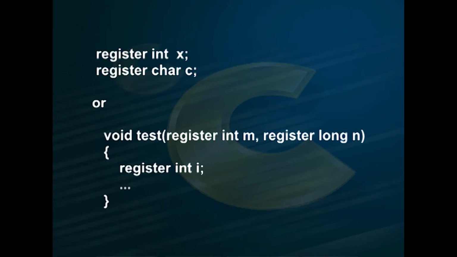However, the compilers take the final call on this, and they are free to ignore such a suggestion that the user makes. The register keyword can only be applied to local variables inside a function and to the parameters of a function. For example, register int x, register char c, or void test(register int m, register long n), and register int i inside the function.